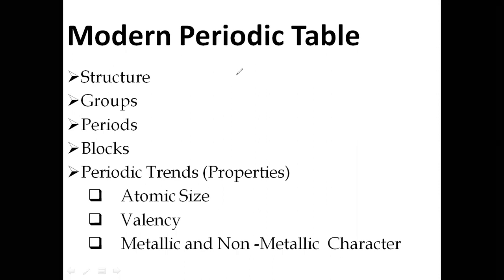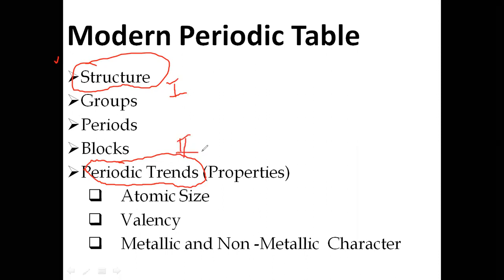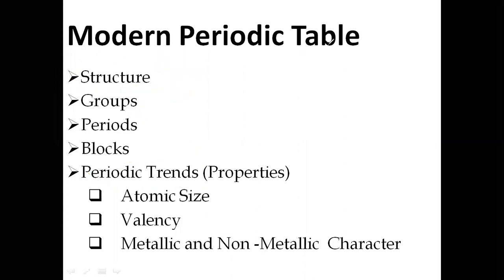Let's take a look here. What do we have to study? We have to study the structure of the modern periodic table and periodic trends. These are the two important parts that we have to study in this topic. Today I will briefly introduce the structure of the modern periodic table, and in the next two videos we are going to see groups, periods and blocks, these three topics. Once we finish with structure, we will move to periodic trends.